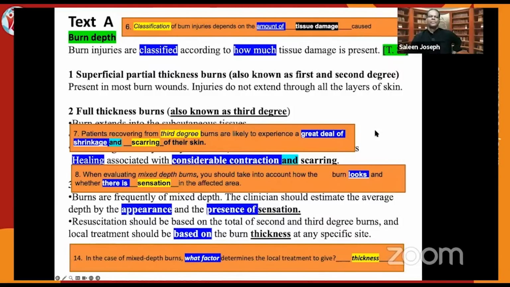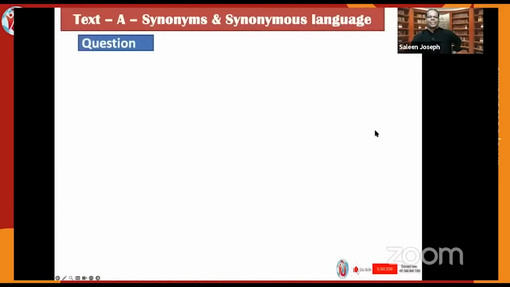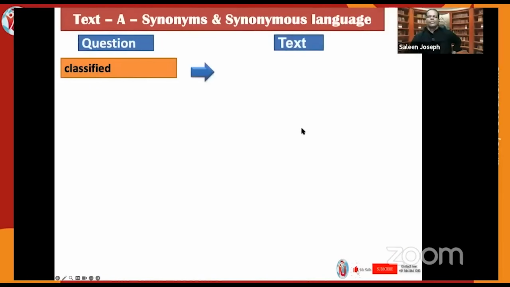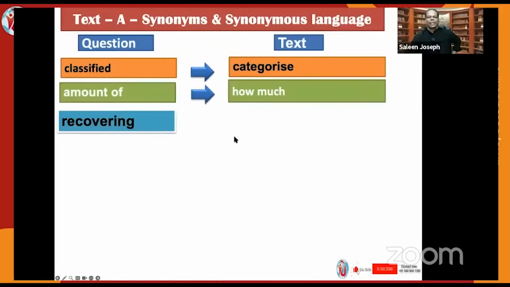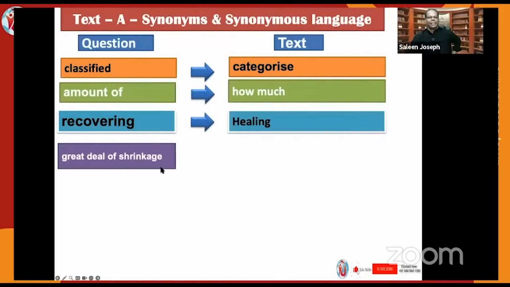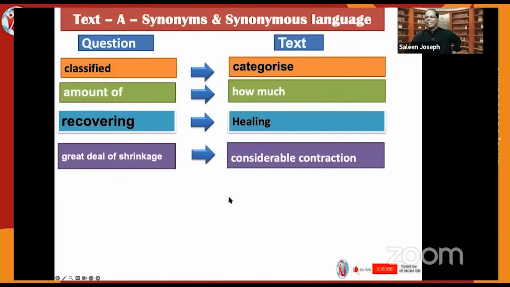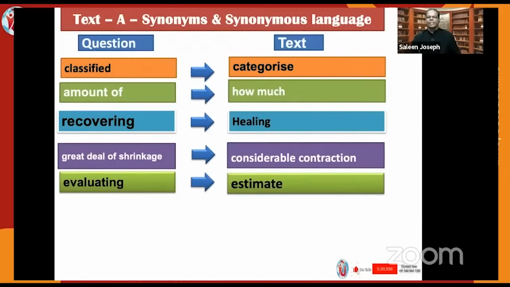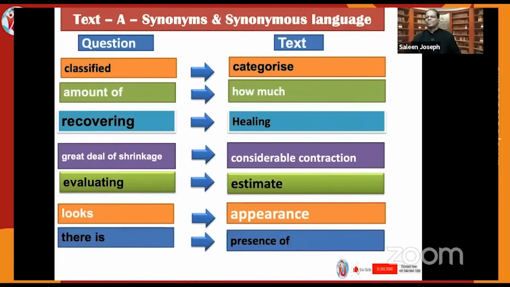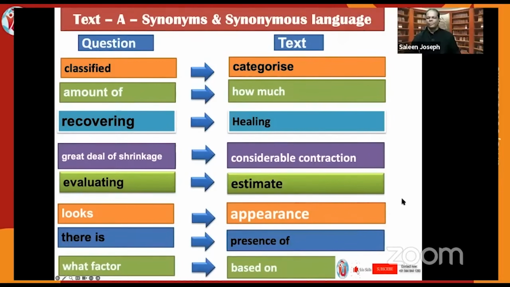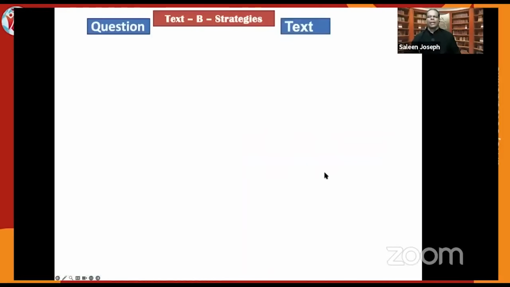Is that cool? So you see, beauty of the synonyms. I said you have to keep a diary of synonyms and synonymous expressions. Question says classified. Text says categorized. Amount of? How much? Recovering? Healing. Great deal of shrinkage? Considerable contraction. Evaluating? Estimating. Looks? Appearance. There is, presence of. What factor? Based on. Now text B, I am not going to analyze the whole thing.